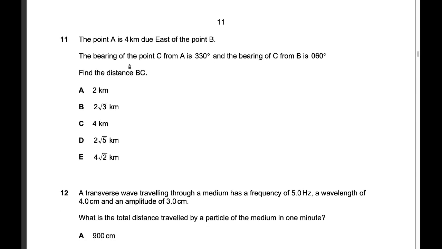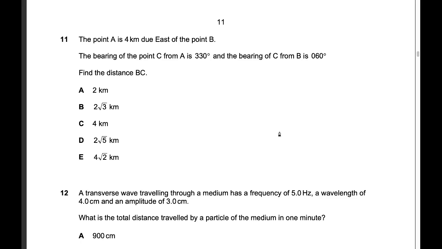A point A is 4 kilometers east of a point B. The bearing of C from A is 330 degrees, and the bearing of C from B is 60 degrees. Find the distance BC. Okay, so this requires a diagram. You've got to be quite careful with these.